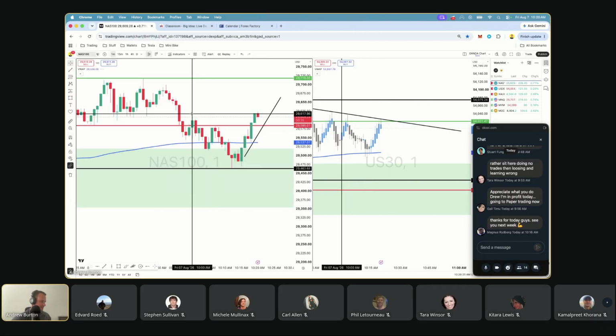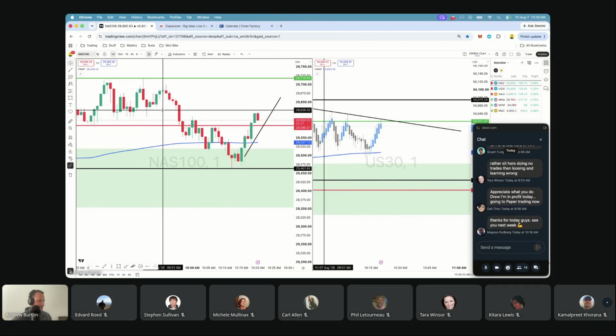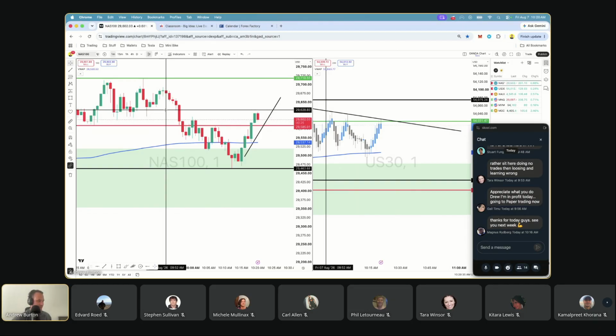Okay, I think it might have hit a fair value gap. Yeah, look at that. Okay. So I'm gonna get the heck out. There you go. So I took really small profits on that. It hit the fair value gap, you can see right here.